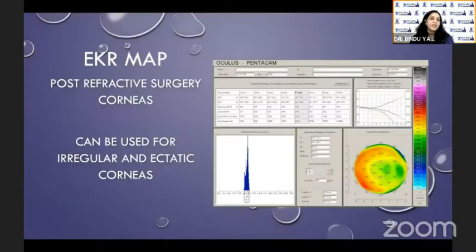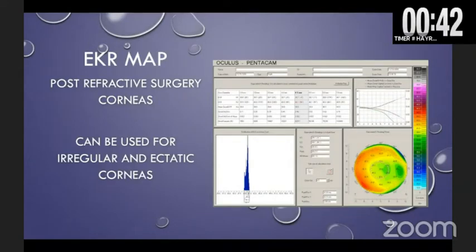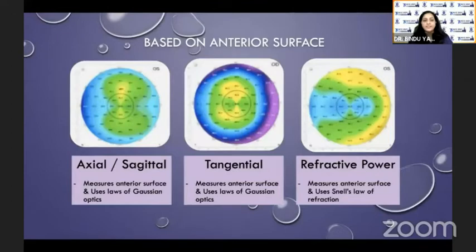then certainly you would treat that irregularity first and then go ahead with the cataract surgery. The next important map that we look at is the equivalent K reading, which is usually used for patients who have undergone post-refractive surgery, because of the change in the Gullstrand ratio. These are the candidates who would benefit from the EKR values. And certain irregular and ectatic corneas can also be measured with the EKR map. The anterior surface keratometric values are good, but they're not enough for choosing premium IOLs because they don't take into consideration the posterior cornea.